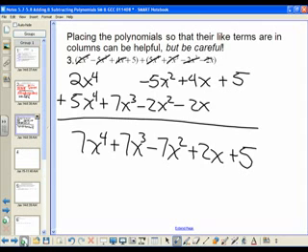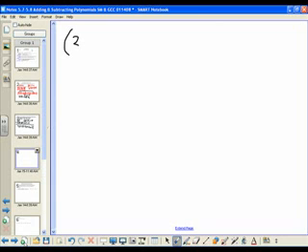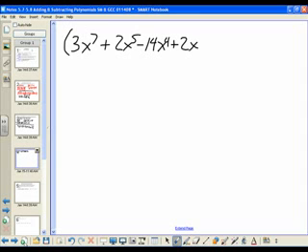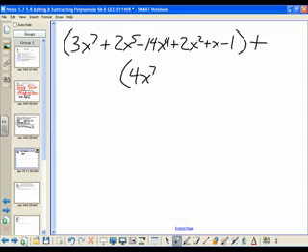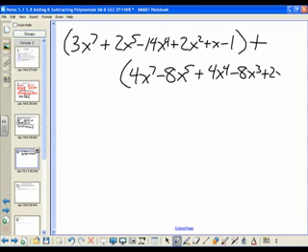All right, so let's practice one. Let's say we have 3x to the 7th plus 2x to the 5th minus 14x to the 4th plus 2x squared plus x minus 1 plus 4x to the 7th minus 8x to the 5th plus 4x to the 4th minus 8x cubed plus 2x minus 6.